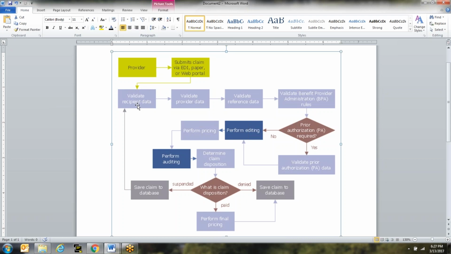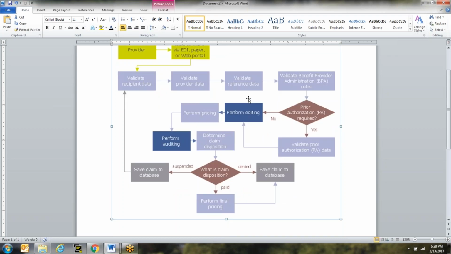This claim is being sent to the right company, which is Blue Cross Blue Shield. Fine. This claim is being sent by the right person, St. Mercy's Hospital. Fine. Okay, they are in our network. Next step is validate reference data. Now the system will perform a check.